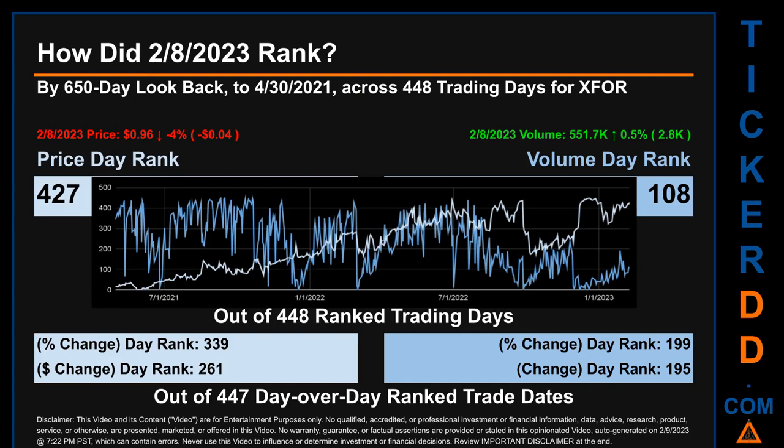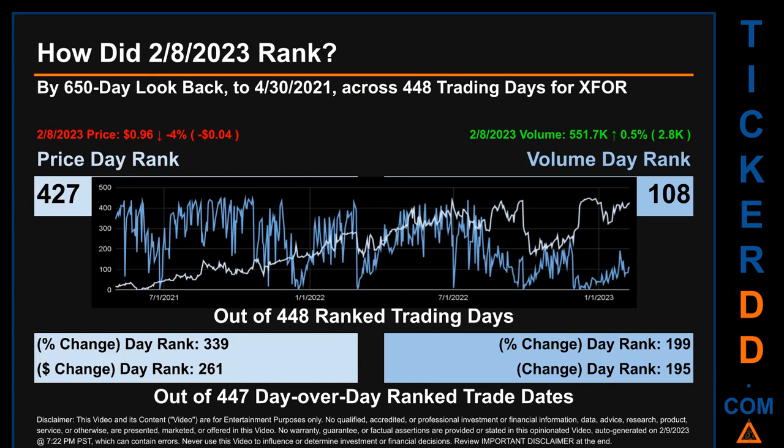Each of the 448 trading days were ranked amongst themselves by highest end of day price and volume, with a rank of 1 being the highest and 448 being the lowest ranked day. The line graph overlays price and volume's daily ranking, as shown respectively in light versus dark blue, across those target trading days. In this view, essentially the dips are good whereas the spikes are bad.